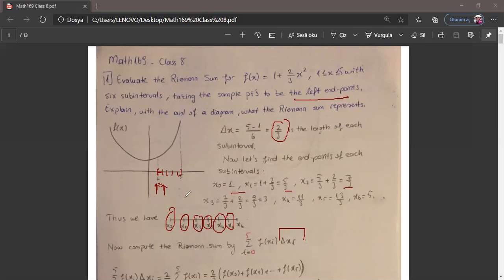So here what did we do? We divided into 6 subintervals and took the left endpoints to get the areas of rectangles. For example, we take the left endpoint and get the area of the rectangle, and then the other one, and finally the last one.